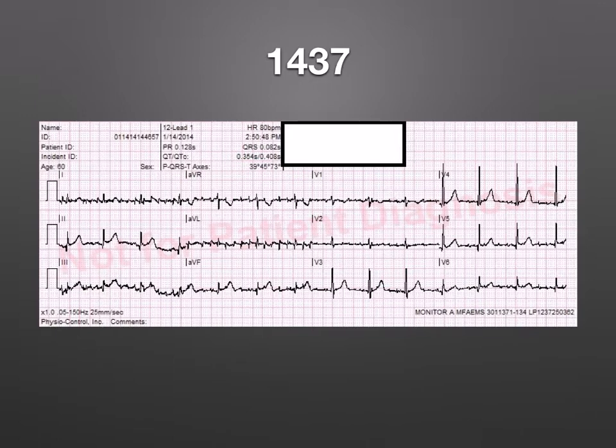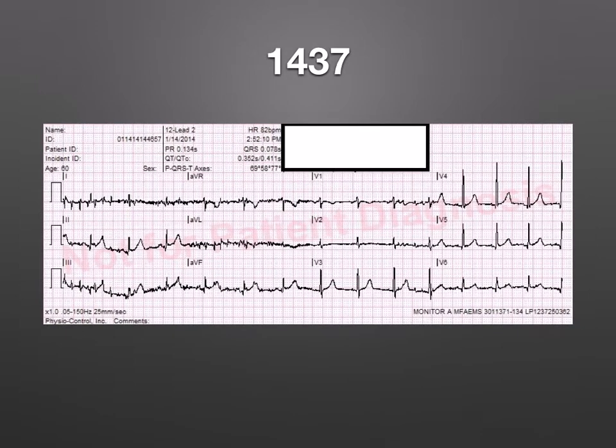So the crew on this patient didn't really like the artifact, so they appropriately ran another ECG. And here's this ECG. Again, no ST segment elevation.